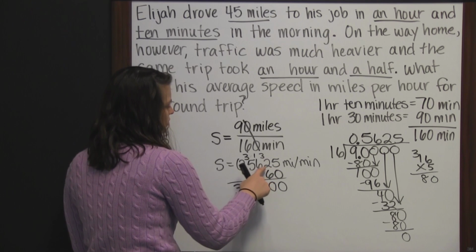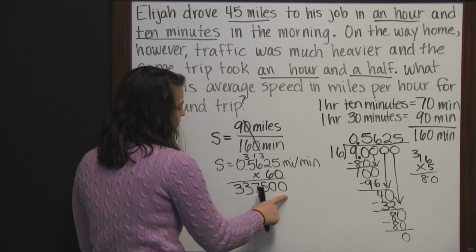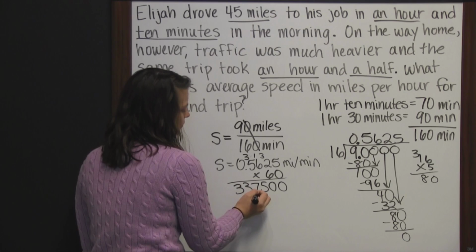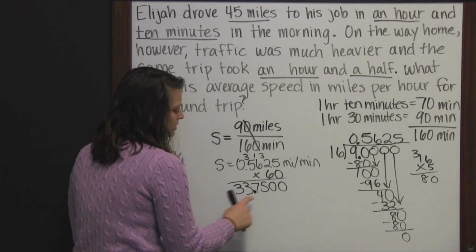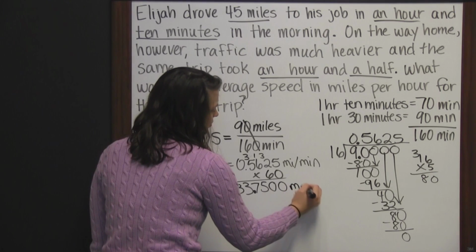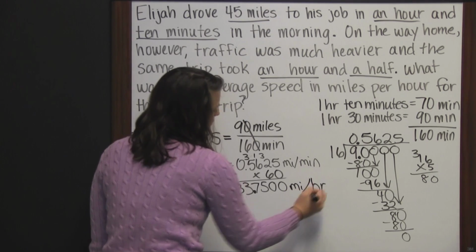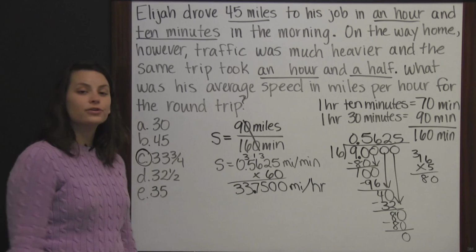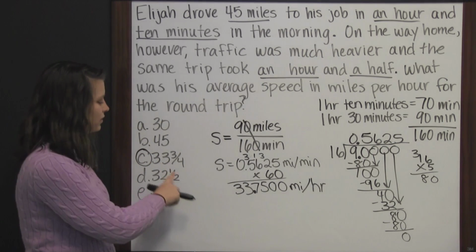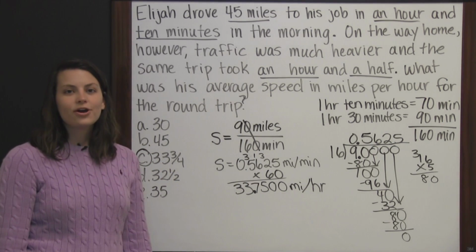And we have 1, 2, 3, 4 numbers behind the decimal. So your answer should have 4 numbers behind the decimal. So it's 33 7/75 miles per hour, which is the same as 33 3/4 miles per hour, since 3/4 and 7/75 are equal.